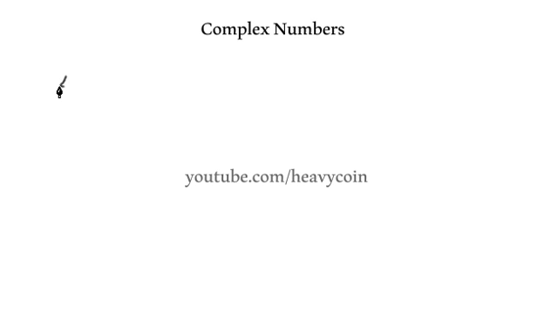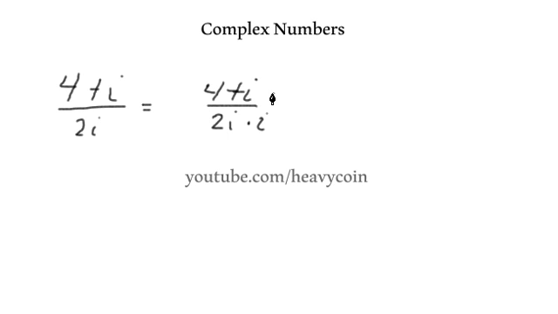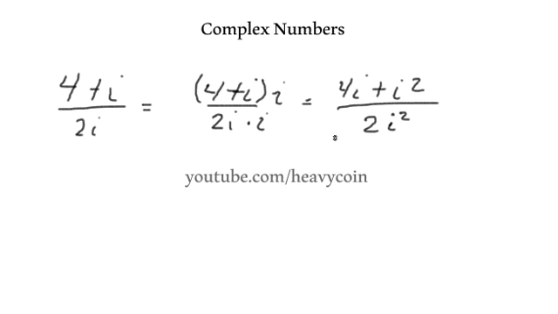How about 4 plus i over 2i? This can be broken up, but instead we're going to do it like this. We're going to multiply the bottom by i and the top by i, just like we did in the last problem. So you distribute this i across, and you get 4i plus i squared over 2 times i squared. And we'll just continue that right down here.